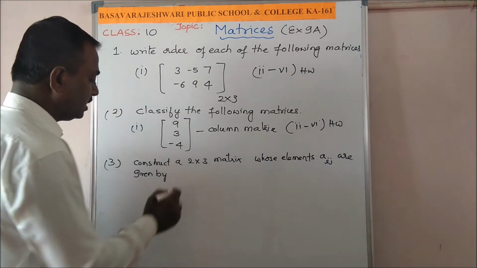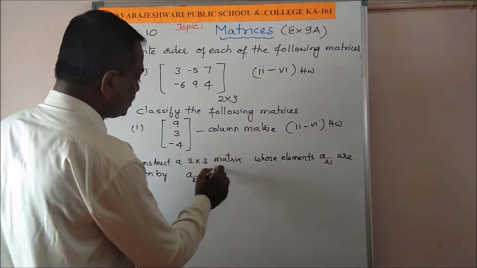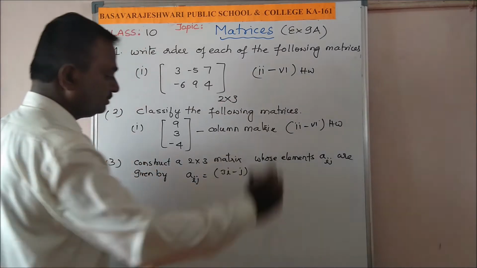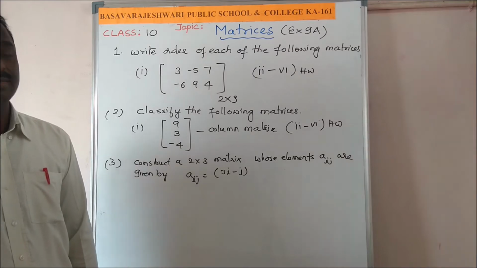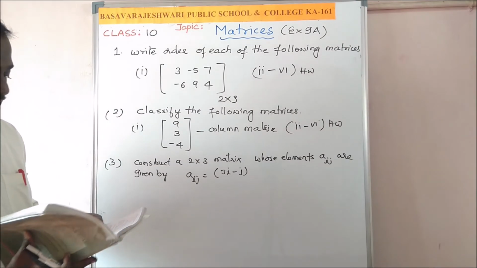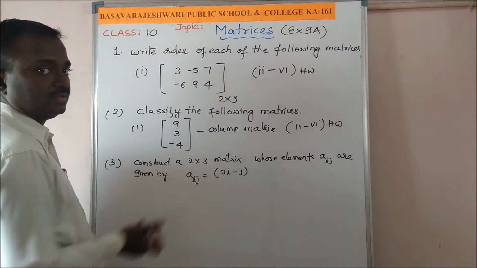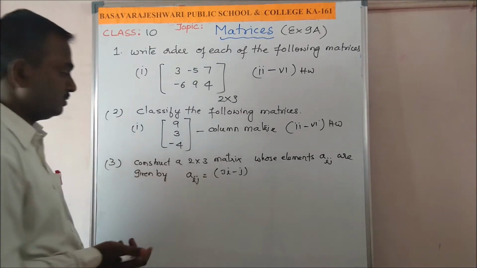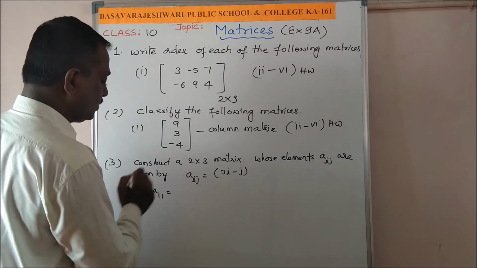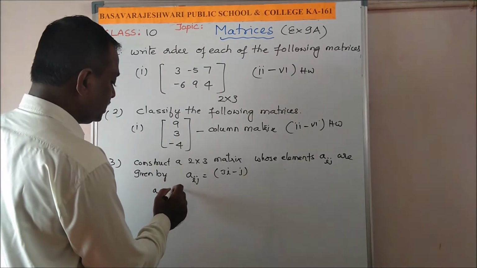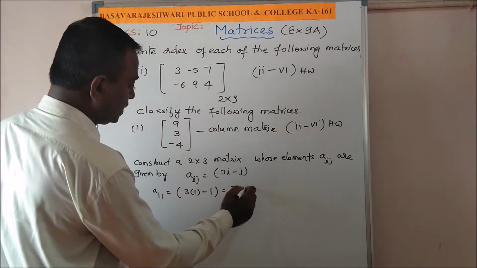They are given by one equation: a_ij is equal to 3i minus j. Using this equation, we have to find the elements of the matrix. That means 2 rows will be there, 3 columns will be there. Now we will find first row, first column. a_11, i means 1, j means 1. That is equal to 3 into 1 minus 1, that is 3 minus 1, that is equal to 2.